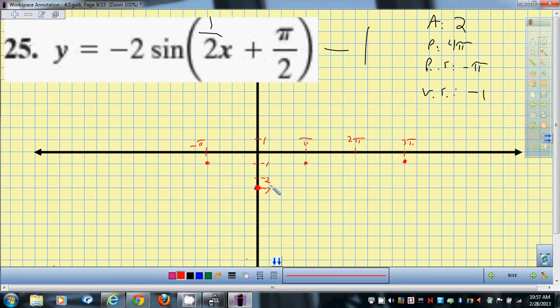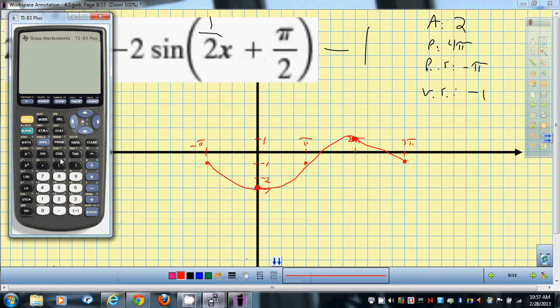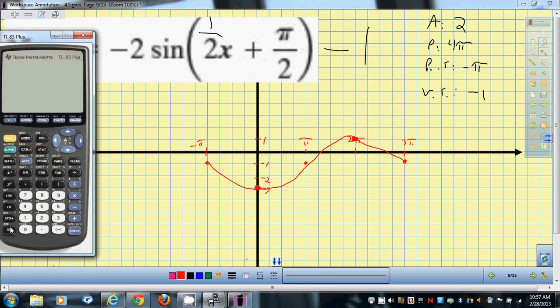We're going to do several examples. Let's see if we're right. Jog on over to your calculator. Y equals negative 2 sine 1/2 x, I'm just going to use a decimal, plus pi over 2. Close, minus 1.